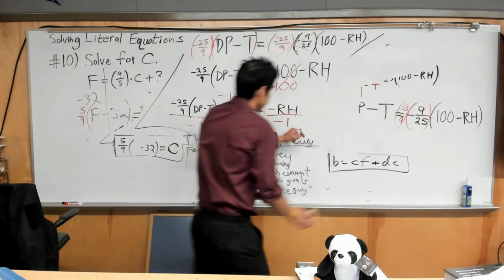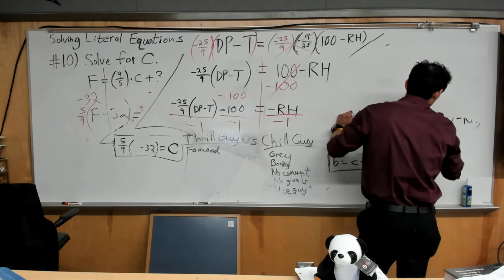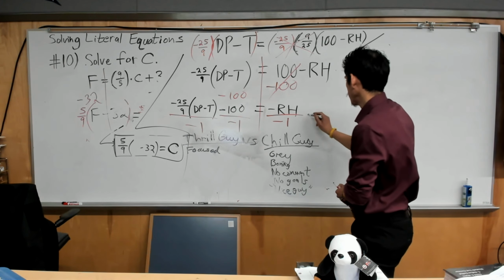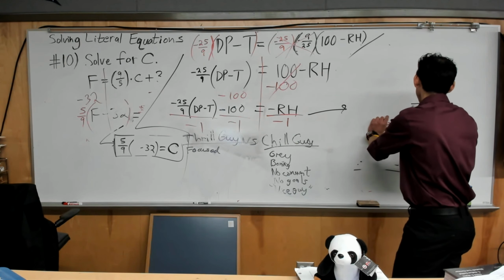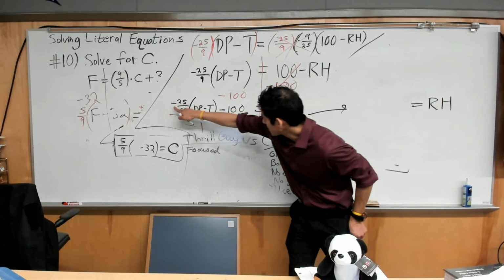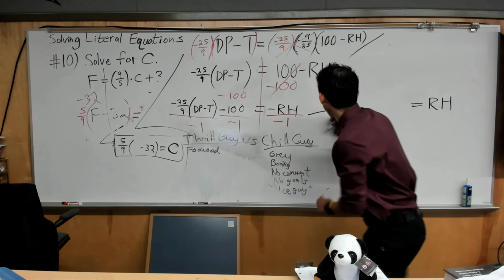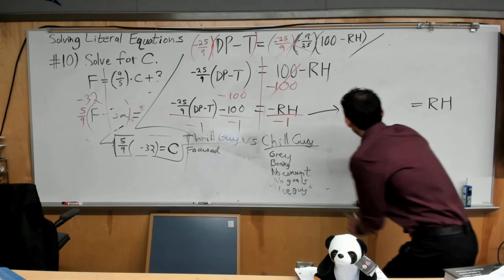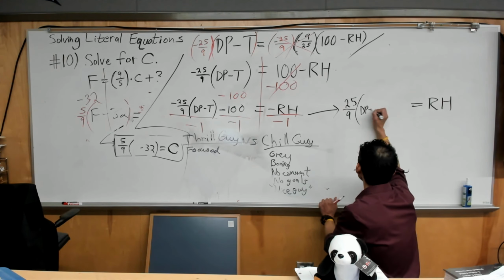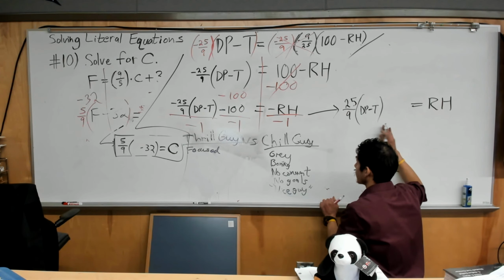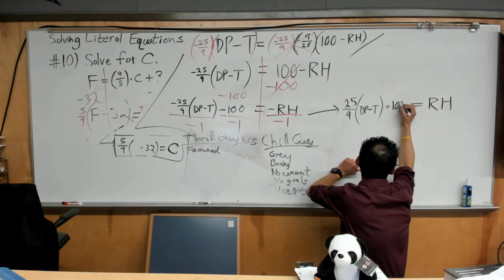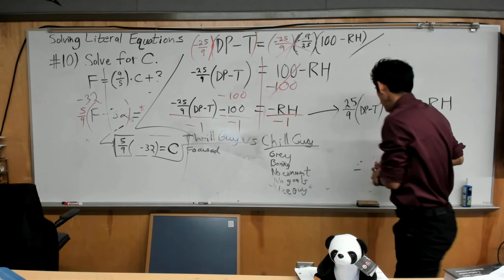And I'm going to write this final answer over here. I didn't realize how big I wrote. But when you're excited, you've got to write big because that's a big deal. So over here, on the right side, we get RH. On the left side, these negatives go away. So it's just 25 over 9, that becomes positive, and dp minus t stays inside the parentheses. Now what happens to this? It becomes positive 100, plus 100. And there we go.